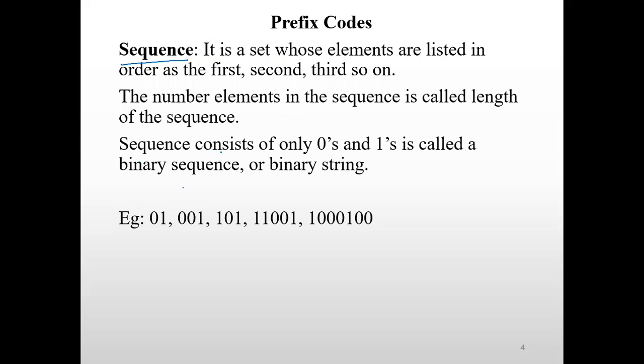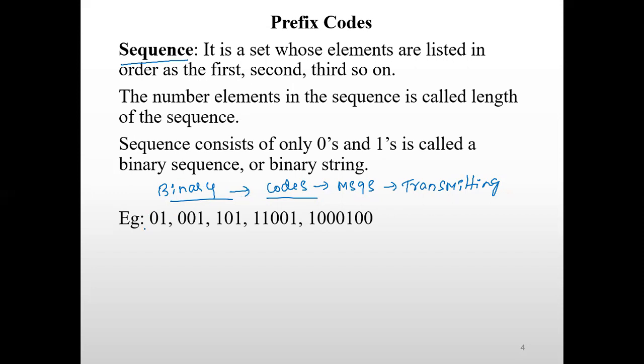And a sequence which consists of only zeros and ones, that is the binary values, is called a binary sequence or a binary string. This kind of binary sequence is used as codes to transmit messages over transmitting channels. Suppose you want to secure the data on the transmitting channel, then that data will be encoded as a binary sequence, and that message at the receiver end will be decoded.